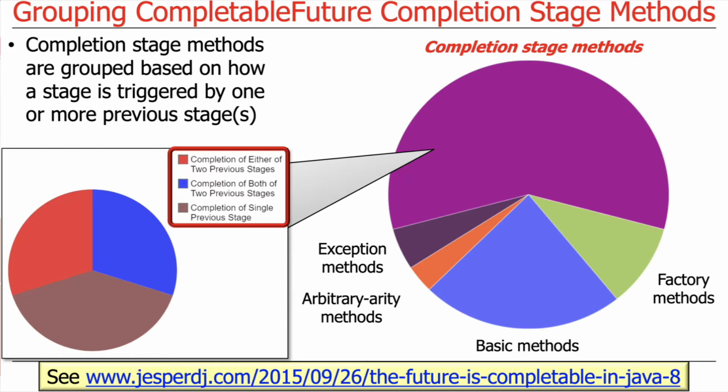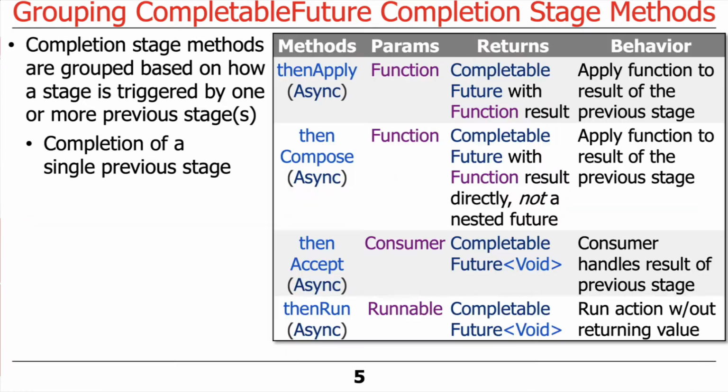We can group completion stage methods based on how a stage is triggered by one or more previous stages. As you can see here, there are 3 different variants: completion of either of 2 previous stages, completion of both of 2 previous stages, and completion of a single previous stage. So within the 2/3 of the methods that are completion stage methods, it's roughly 1/3, 1/3, 1/3 into those 3 categories. That again may give you a little bit of comfort when you're trying to navigate this rather intimidating API at first glance.